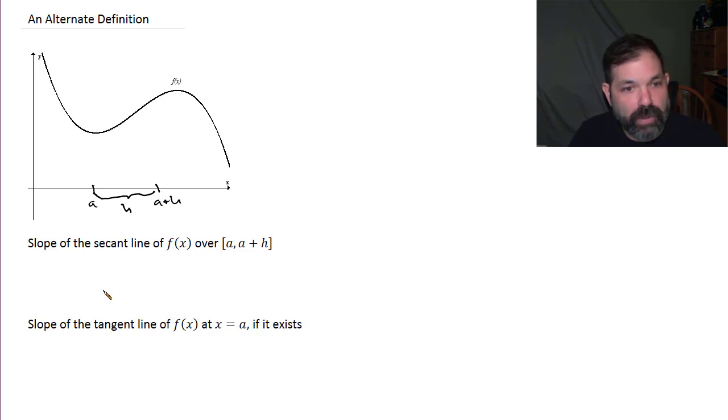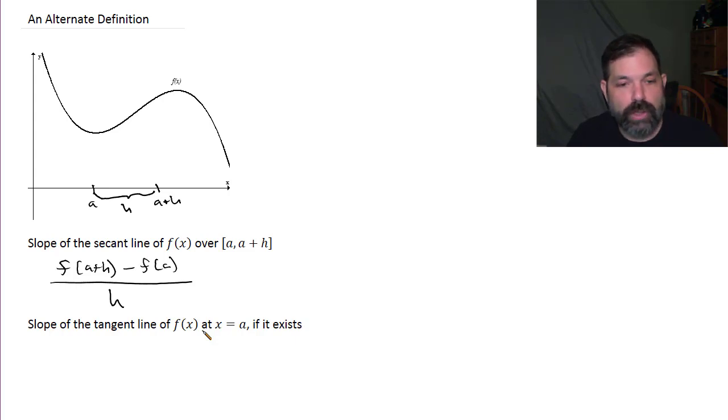Then the slope of the secant line would be f of a plus h minus f of a, over the change in x, which is simply h. Right? Change in y over change in x for slope. And again, this is an average rate of change.